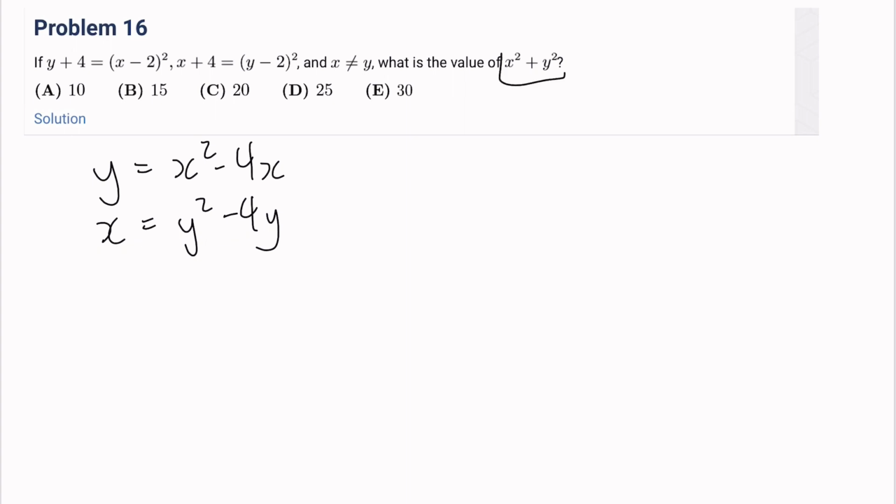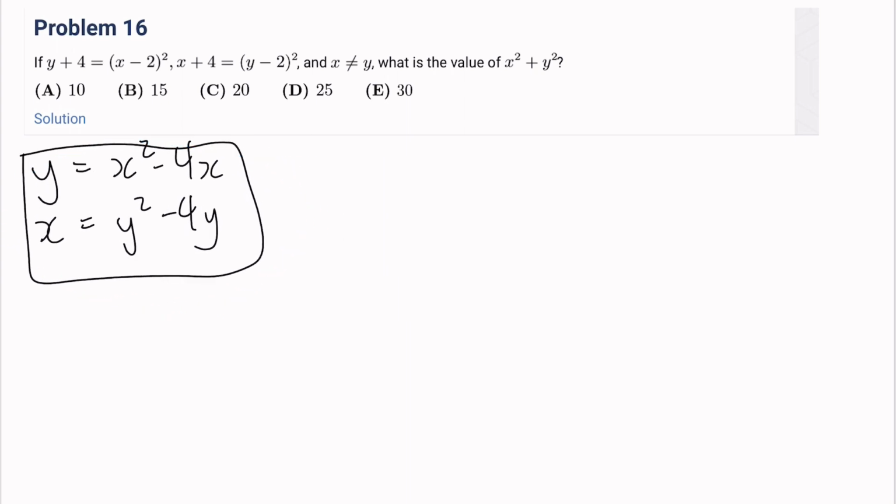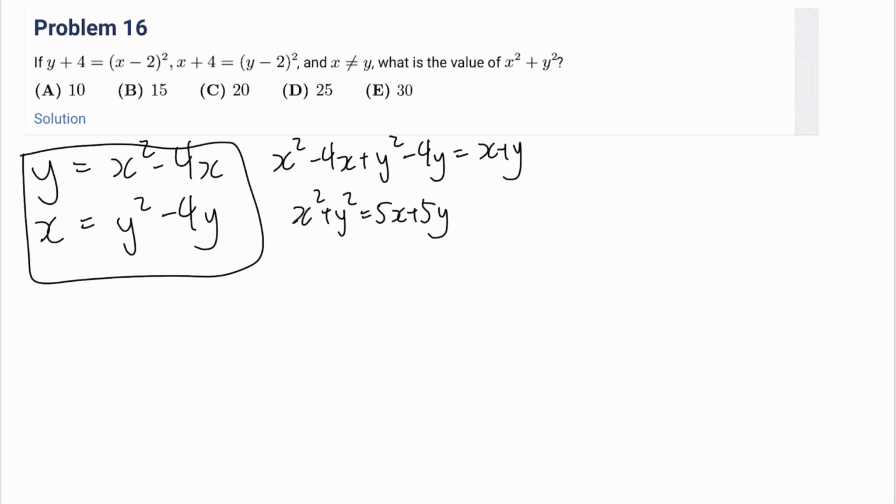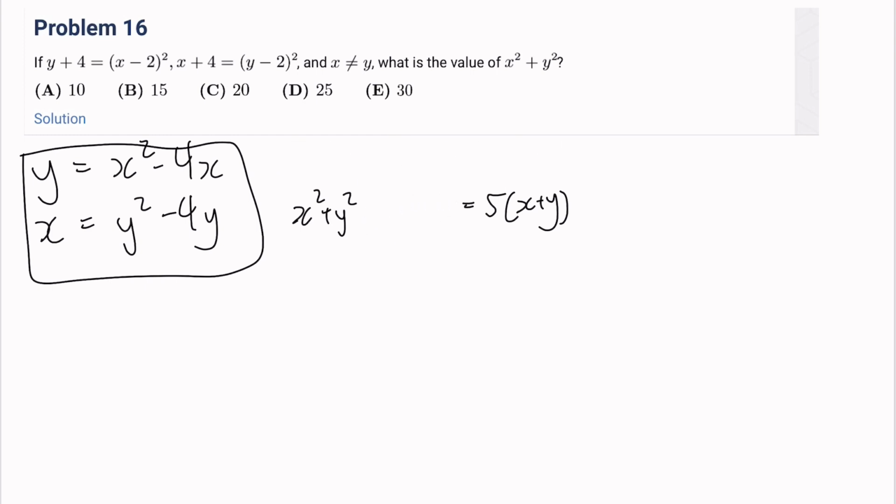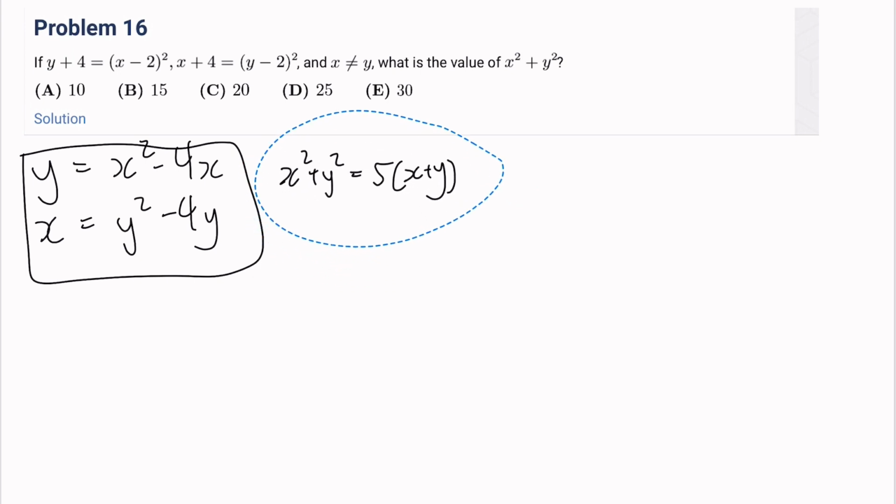And so first of all, we want the value of x squared plus y squared, right? So let's put this up in a corner. First we need the value of x squared plus y squared, so we try to add these up. Add the two equations. Then that gives us x squared minus 4x plus y squared minus 4y equals x plus y. And so x squared plus y squared equals 5x plus 5y, which is 5 times x plus y, right? And so we get from this that x squared plus y squared equals 5 times x plus y. And so now all we need is x plus y.